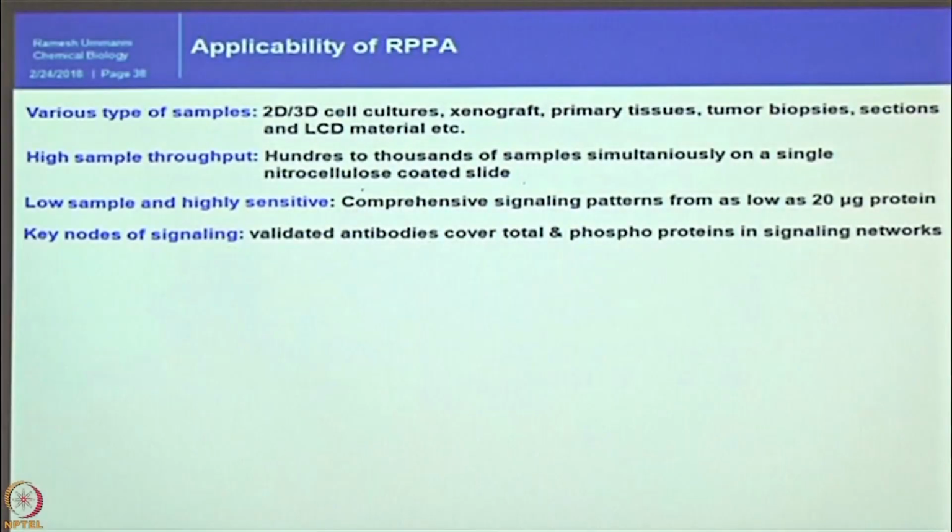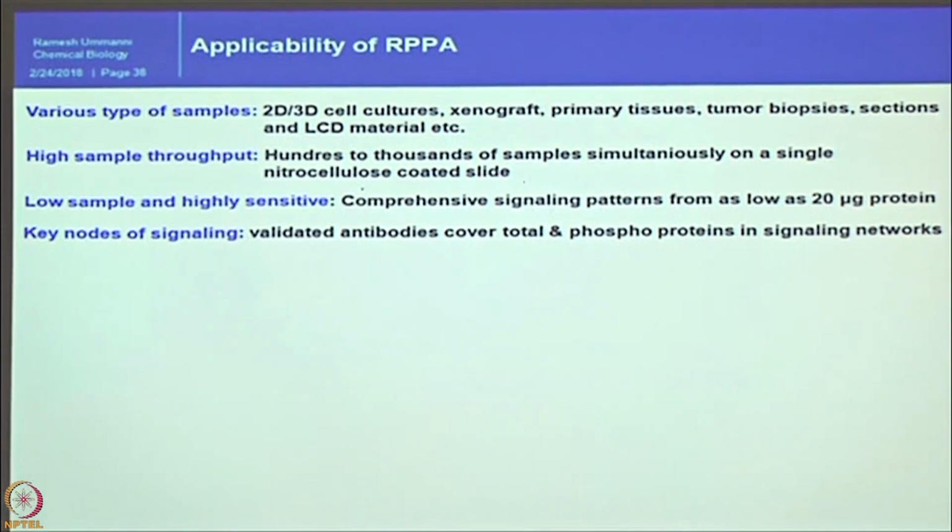So now just imagine that this technique is in your hands. How you imagine to apply it in your own area of research is up to you. To highlight some of them, what kind of samples can be analyzed? 2D or 3D cell cultures, xenografts, primary tissues, tumor biopsies, tissue sections, LCM, laser capture microdissection materials. It's definitely high throughput. It is low sample, a comprehensive signaling pattern from as low as 20 microgram protein, which is not even sufficient for one protein and one housekeeping gene in the Western blot approach.